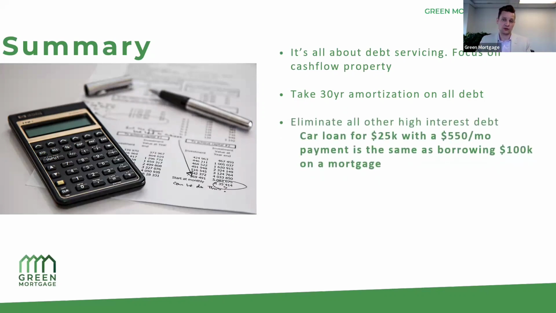Of course, eliminating all other high interest debt. A car loan, for instance, with $25,000 owing and a $550 a month payment is about the same as borrowing $100,000 in a mortgage. So a lot of the time, if you do a refinance and roll up that debt and place it into the mortgage, you could probably pay off that car loan and only increase your mortgage payments by maybe $125 or $150 a month, which is much lower than the $550 a month that you're paying for the car. So this is often one of the first things we do, a debt consolidation if there are other debts, which will improve your borrowing power.